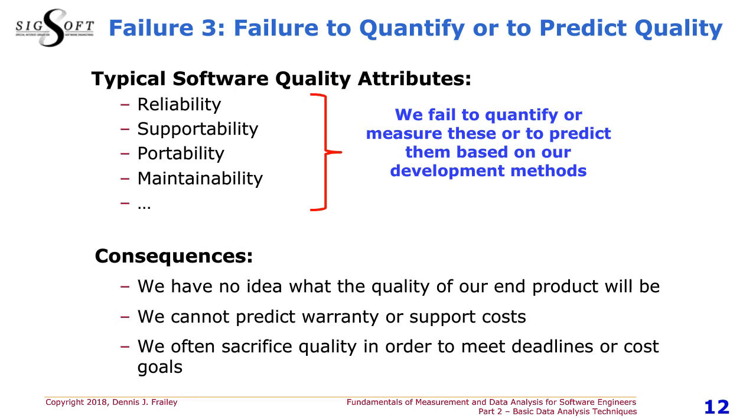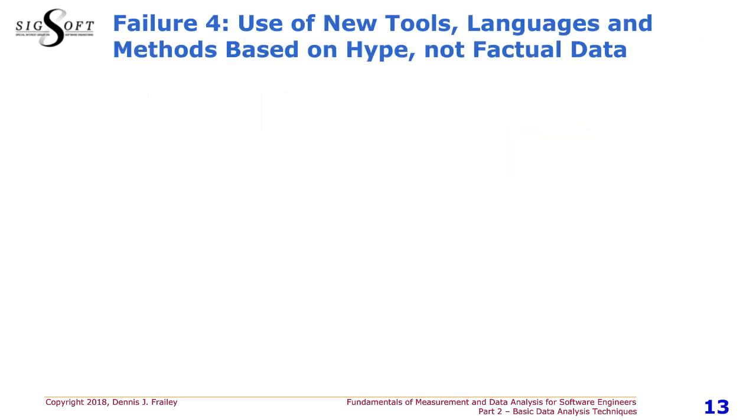And part of the reason is we don't really have a good way to quantify quality. Okay, Fenton's fourth software failure is that we tend to use things without having really given them a good scientific assessment. In other words, we base our decisions on hype rather than facts.